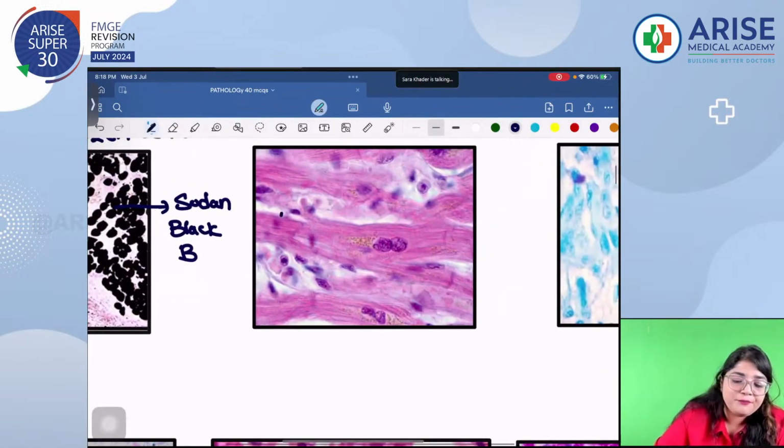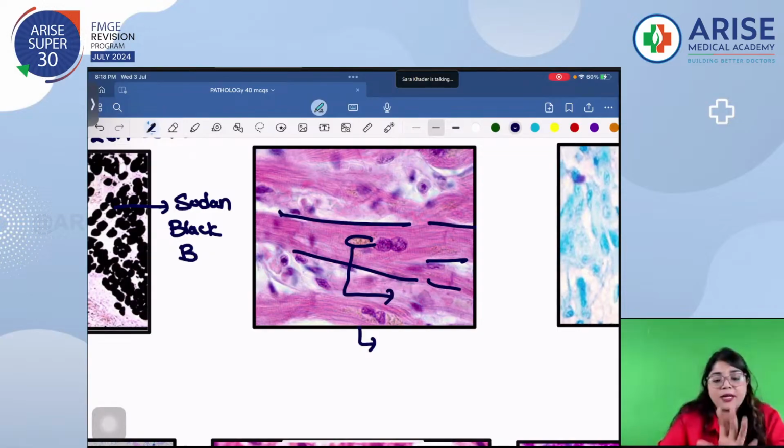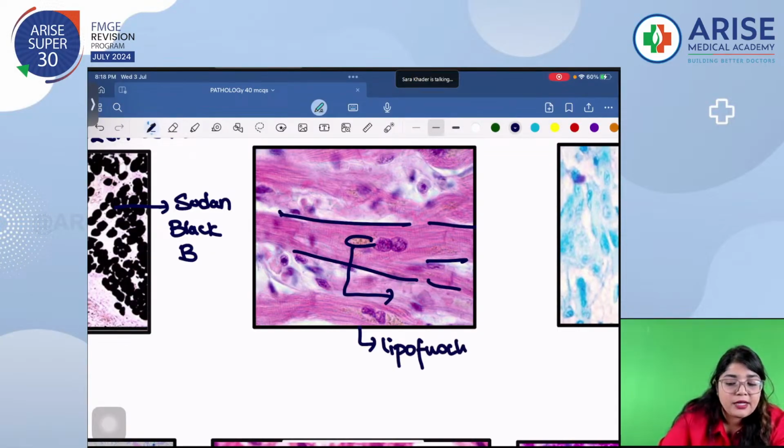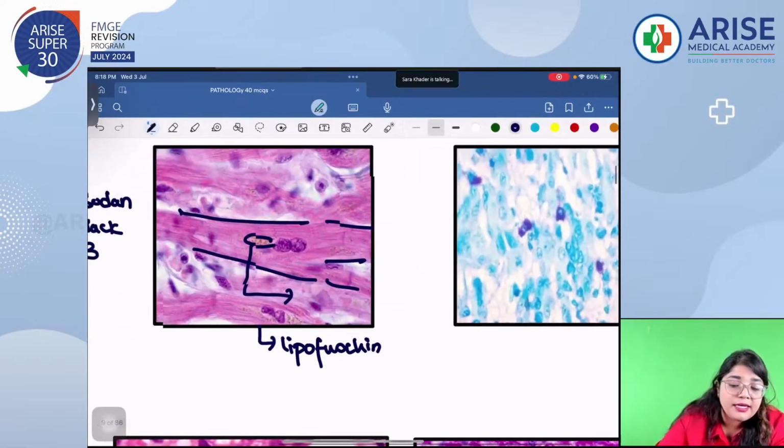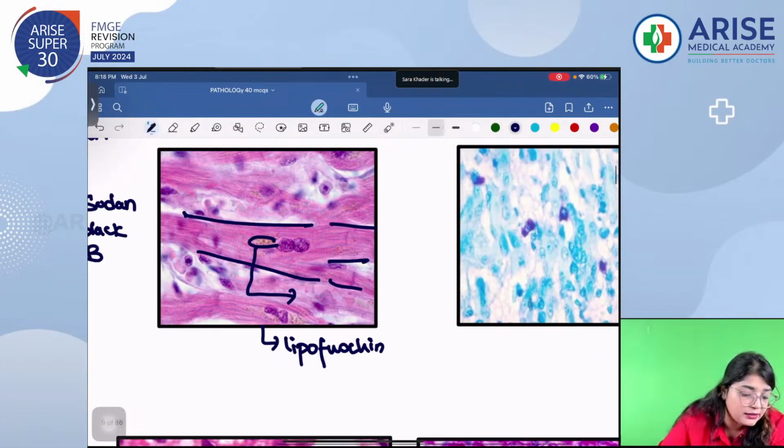What about this one? You can see that this is the cardiac myofibrils, and next to the nucleus, in perinuclear position, this is actually golden brown pigment. This is your lipofuscin. Very important for the exam. Lipofuscin is golden brown. It is also known as wear and tear pigment. It is happening because of lipid peroxidation, okay? Telltale sign of free radical injury.